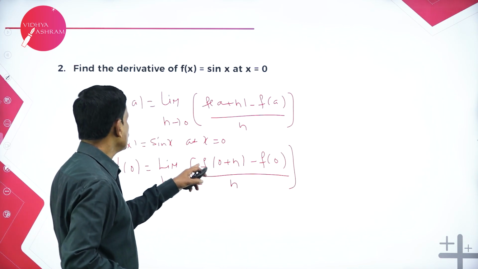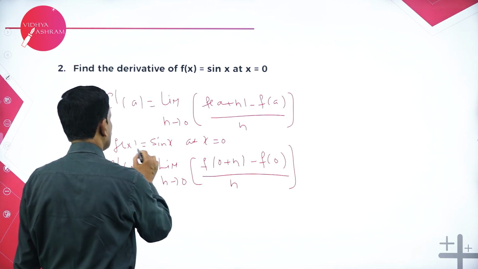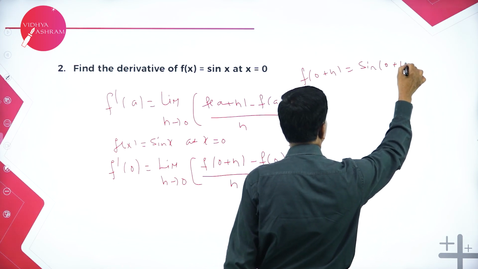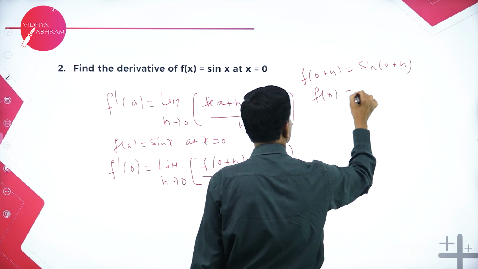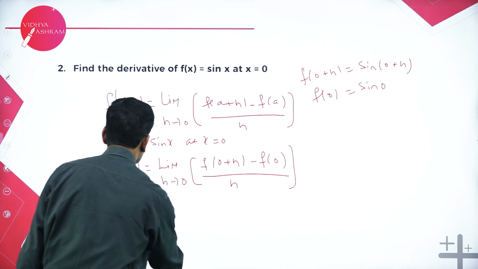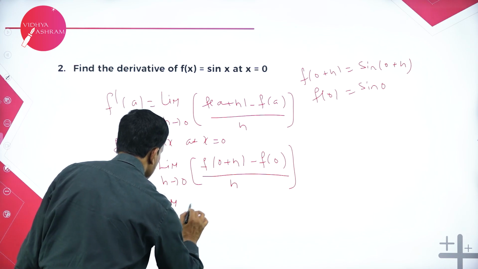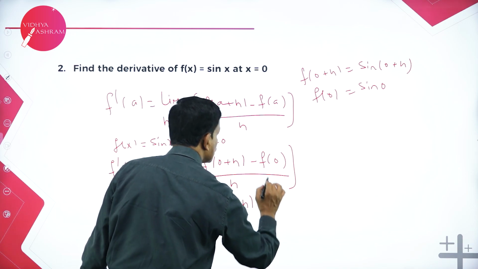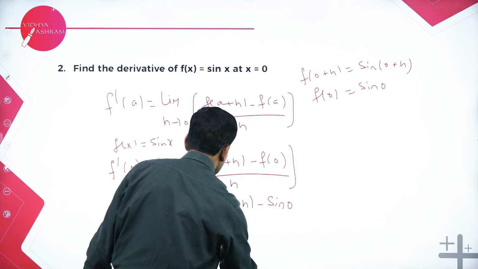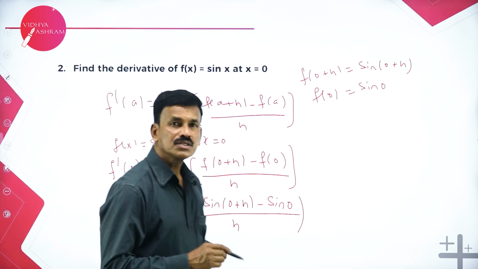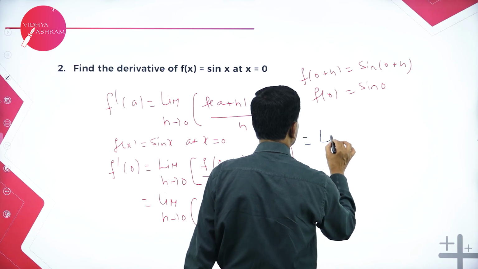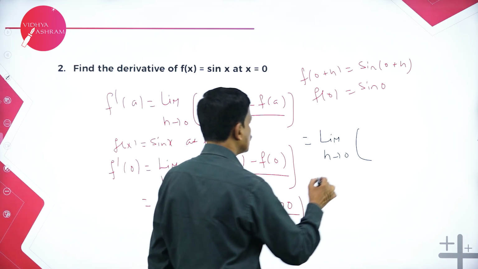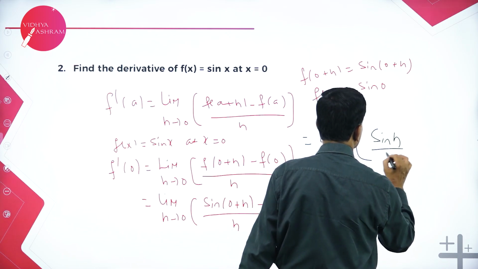Okay. Now since what is f of x? f of x is equal to sin x. So what is f of 0 plus h? f of 0 plus h can be written as sin of 0 plus h, and similarly f of 0 is equal to sin of 0. Substitute here. So this is limit h tends to 0, f of 0 plus h is sin of 0 plus h minus f of 0 is sin 0 divided by h. Okay. So if you simplify, then this is equal to limit h tends to 0, sin of 0 plus h minus sin of 0, and after simplification, this reduces to sin h divided by h.